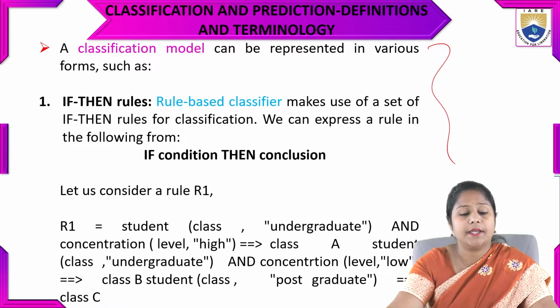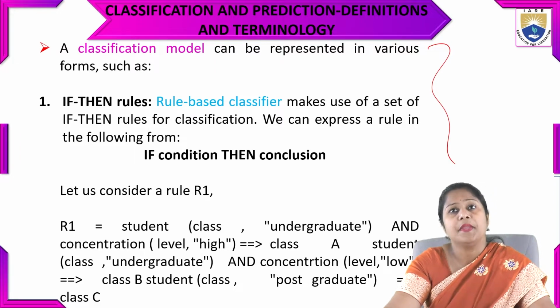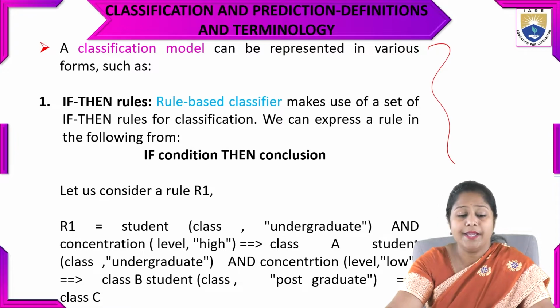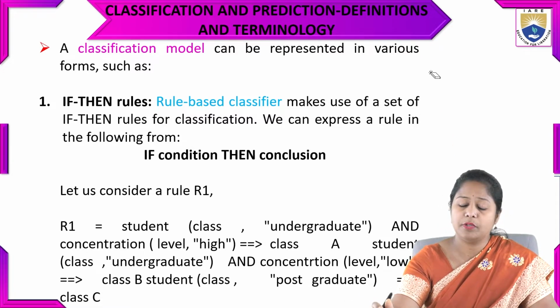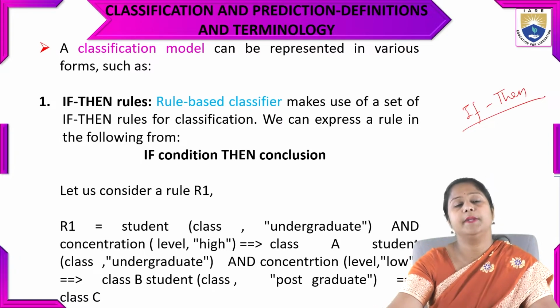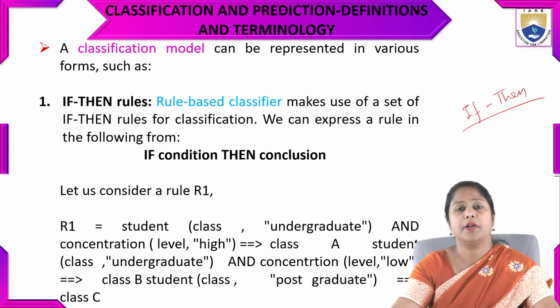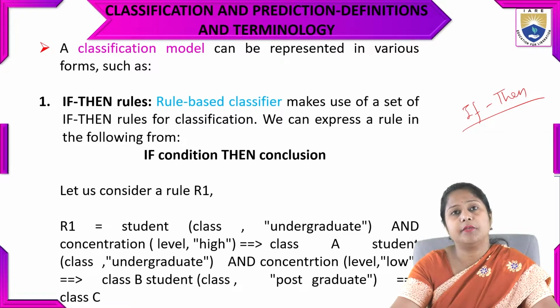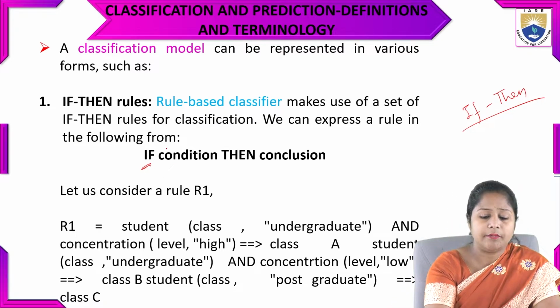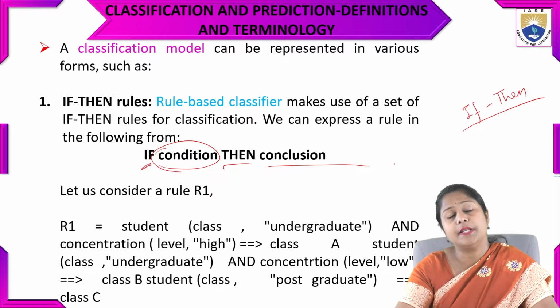So the first is if-then rules. We can also call it a rule-based classifier. A rule-based classifier makes use of a set of if-then rules. The if-then rules will be applied after giving all the values to the model. So the if-else rule will be carried out as classification rules. We express those rules in the form of if, then we write the condition, then the conclusion of that particular condition.